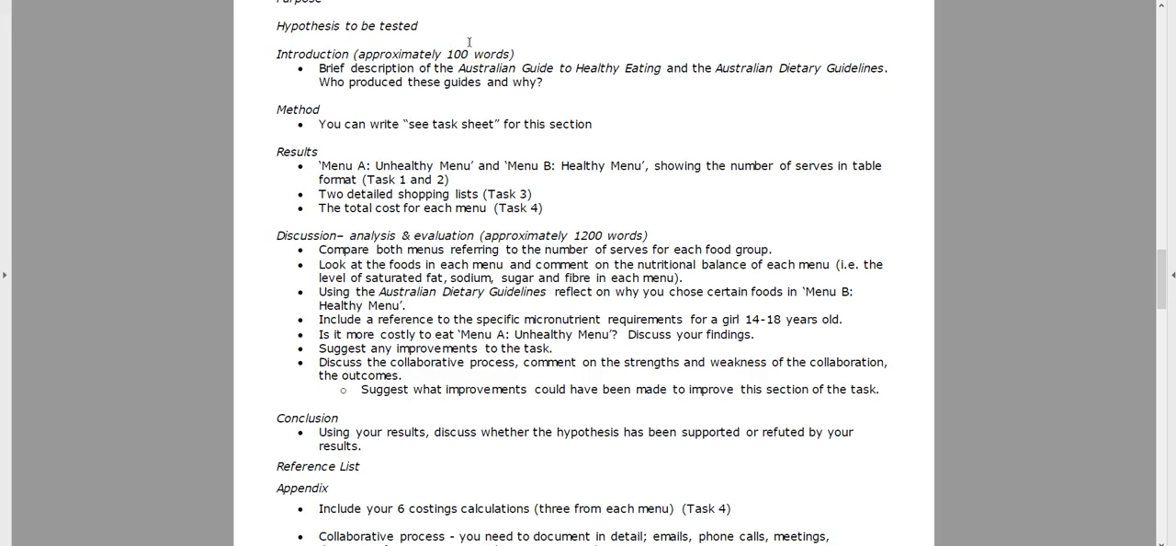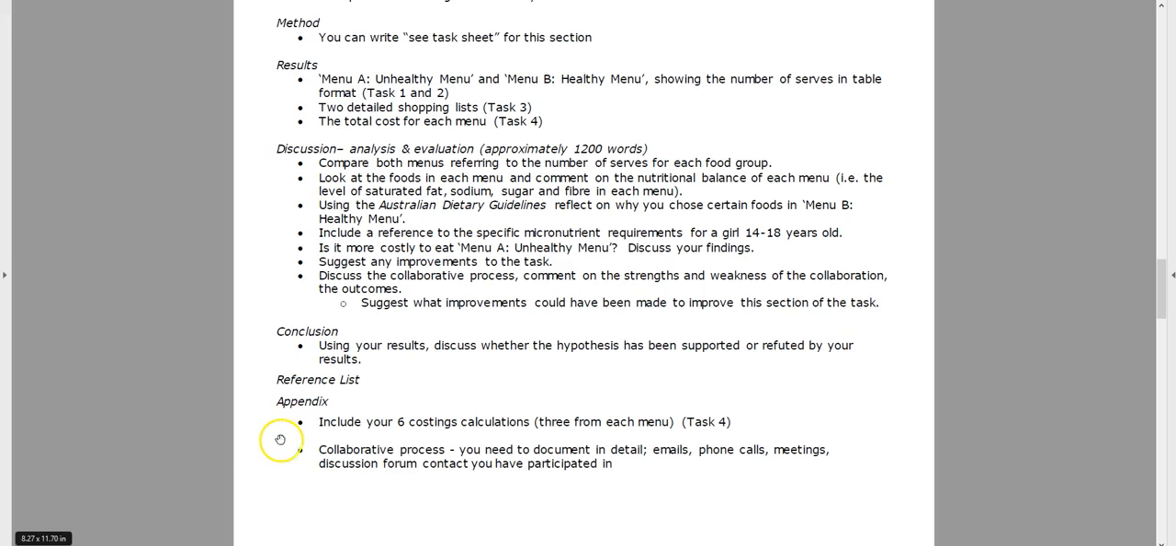Obviously, you will need to reference that article and put it in your reference list. Make sure you do Harvard referencing. And finally, moving on to the appendix.